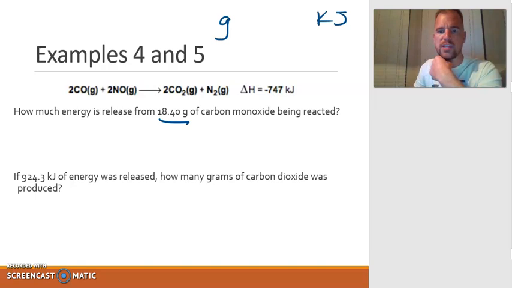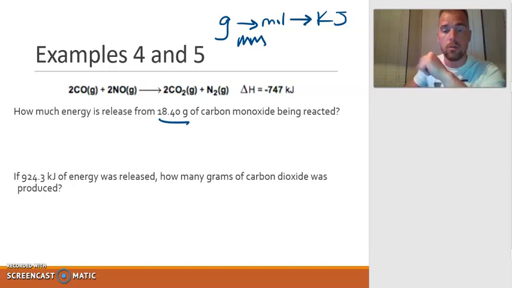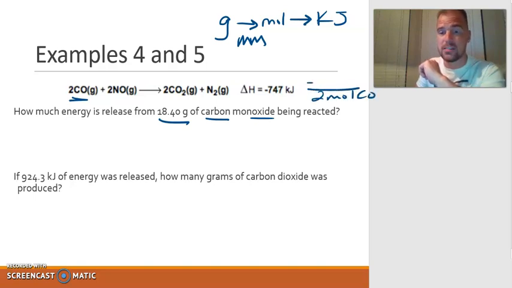Well, by now, hopefully you understand you can't go from grams to kilojoules. You need to go through a mediator, which in chemistry is the mole. Now, grams to moles, you should be familiar with. That's going to be our molar mass. But how do you go from moles to kilojoules? Well, it comes from the balanced chemical equation and the energy at the very end. We're looking at carbon monoxide, so that's right here. I know that for every 2 moles of carbon monoxide that I react, 747 kilojoules of energy will be released. That's the relationship, so that's how we're going to solve this problem.